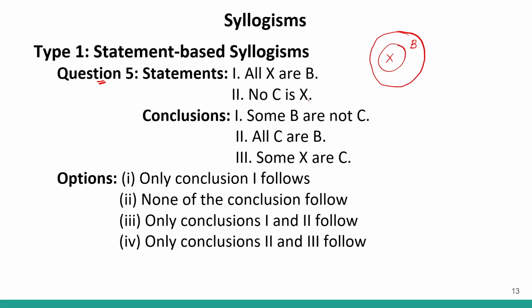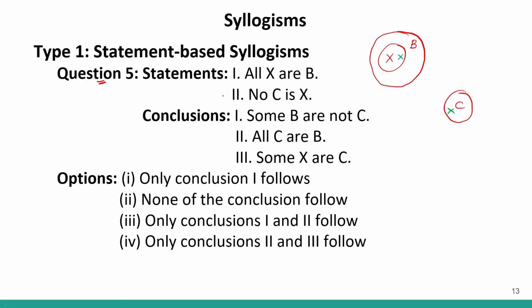That means C and X are separate entities. So C will be different from X, and basically X and C will not overlap. So these will be different.